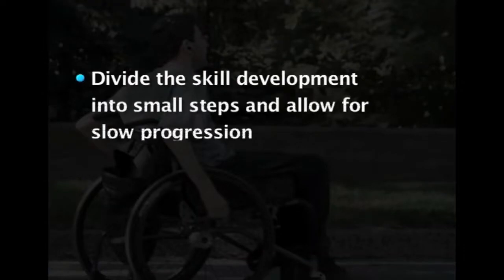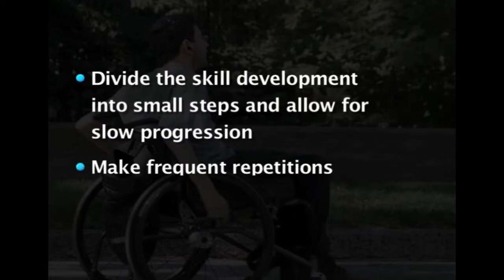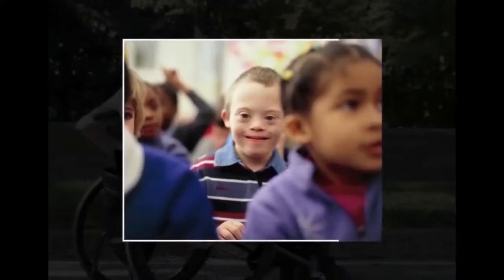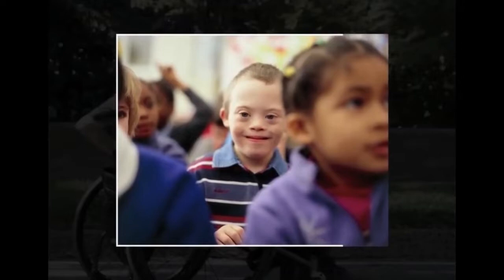There are three main principles for teaching children with physical disabilities or, for that matter, any type of developmental impairment. Divide the skill development into small steps and allow for slow progression. Make frequent repetitions. Give a lot of praise and motivation. If these principles are followed in a classroom by the teacher, then the education of a physically disabled child will not be a problem. He can be as successful as any other normal child.